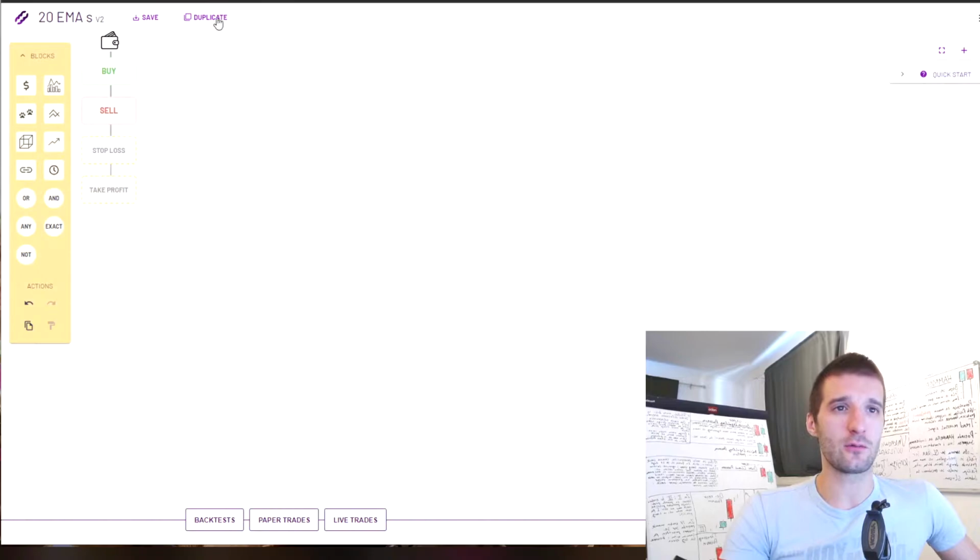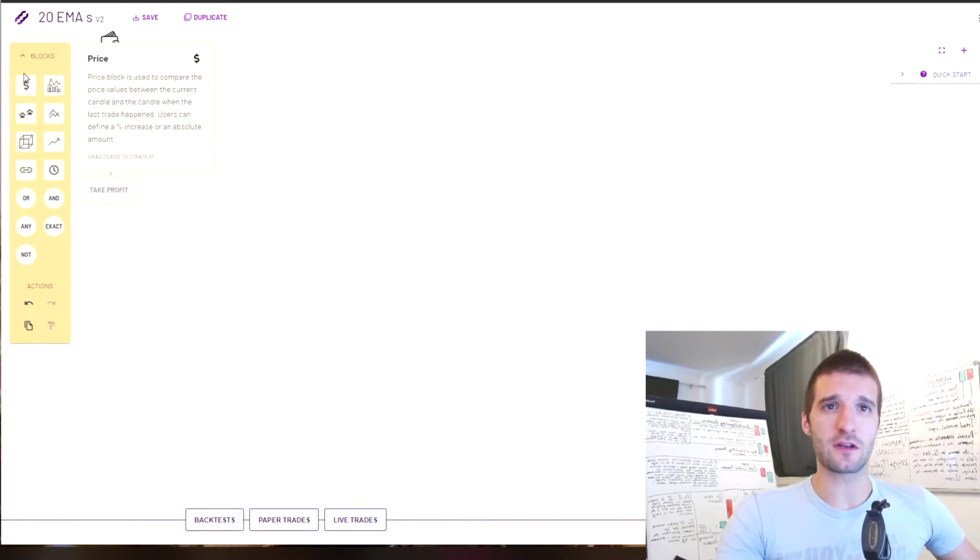Now over here, what are we going to do? These over here are the triggers. Buy is for the buy, of course. Sell is for the short, or you can even use it as the stop loss. Over here you can also use the stop loss, and you have a take profit option.